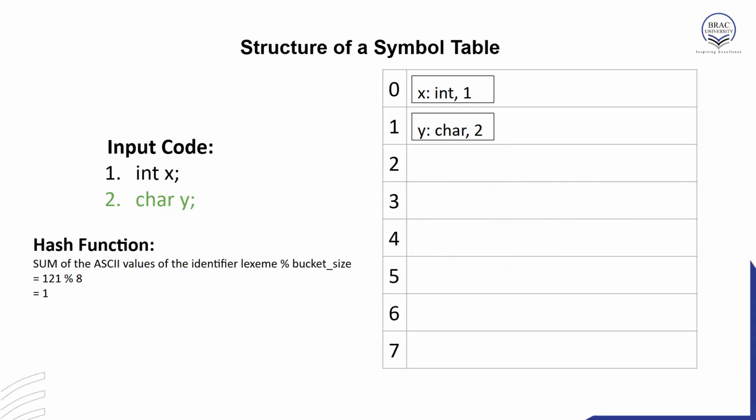For the second line, we got another identifier y, and now we'll have to store information in the symbol table for this identifier. Just like we did previously, we are going to find out the index number using the hash function, and we'll store the data type and line number at that index.